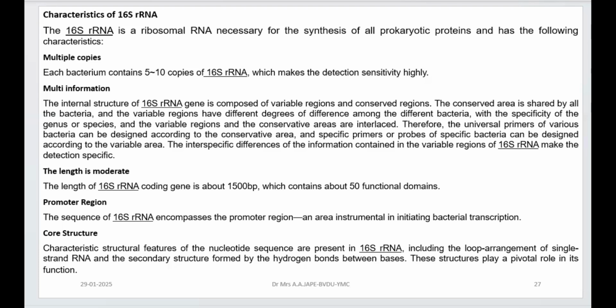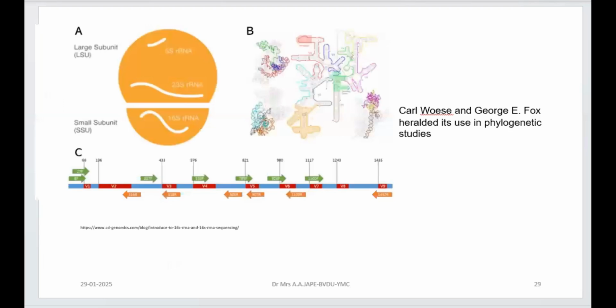Now let's go into the details. This is what I'm talking about. This is the structure of the ribosome, a schematic representation. This is the large subunit, and this is the small subunit. The large subunit has 5S rRNA and 23S rRNA, and the small subunit has 16S rRNA along with the proteins. All right. So it was Carl Woese and George Fox who used this 16S rRNA sequence as a tool in phylogenetic studies. Here I am talking about this RNA, which is extracted from the ribosomal unit.